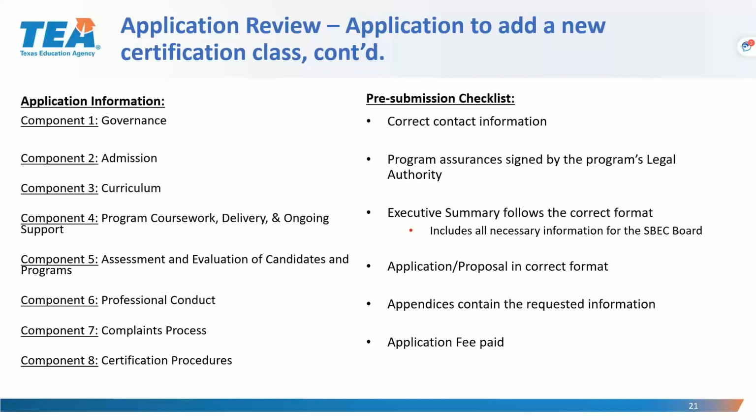This list requires the program to make sure that the correct contact information is submitted, the program assurances are signed by the program's legal authority, and that the executive summary, application, and proposal are in the correct format. The checklist reminds the program that the appendices should contain the requested information and to make sure the application fee is paid. Now that we've identified what is required in this application, let's go over a few application tips.